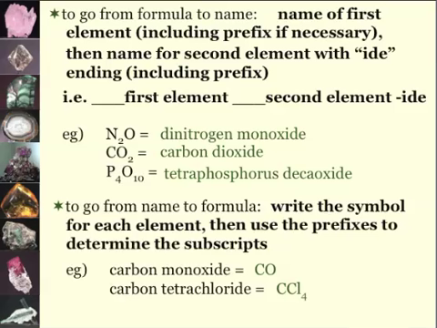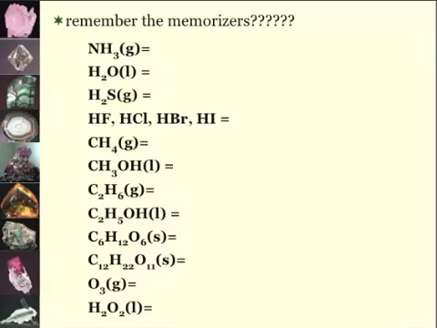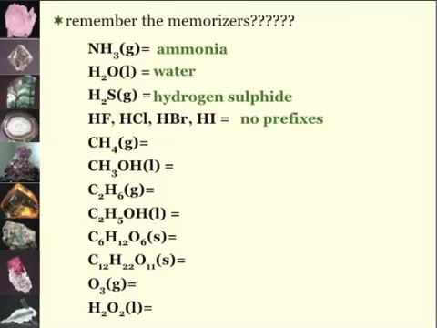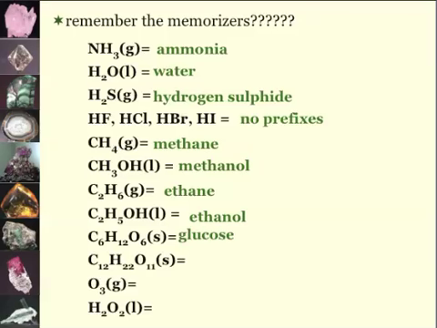Now, we've got this done, but we also have the memorizers, okay? So these are the ones that you have to remember, to know off by heart, okay? We have ammonia, water. That's something that everyone should know, okay? Hydrogen sulfide. These guys have no prefixes at all, okay? We've got methane, methanol, ethane, ethanol, glucose, sucrose, ozone, and hydrogen peroxide.